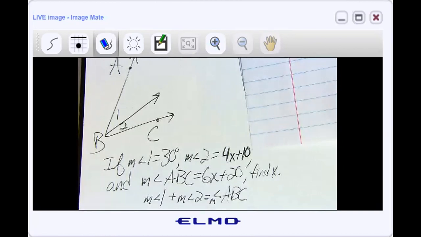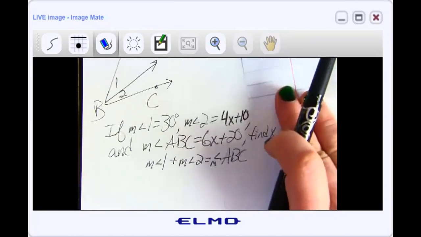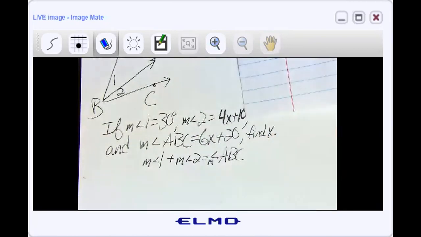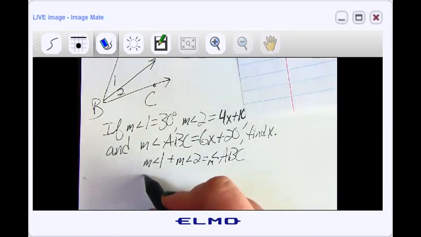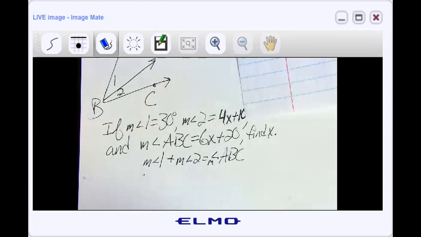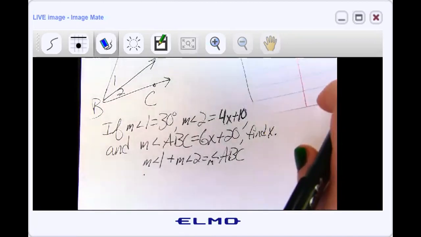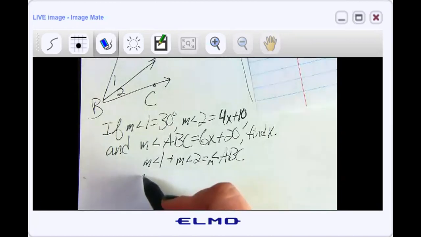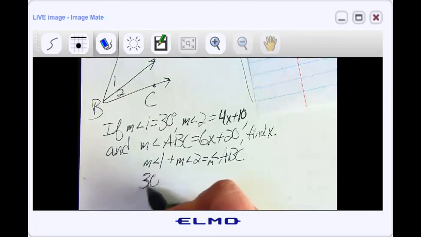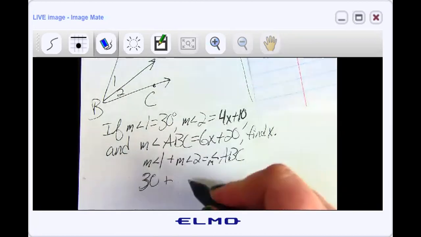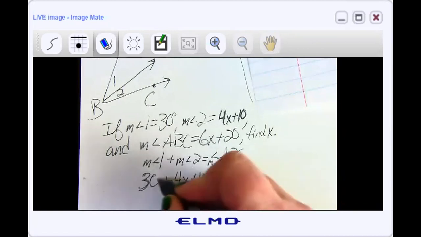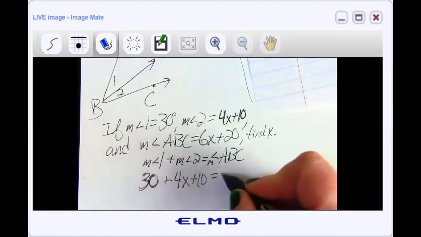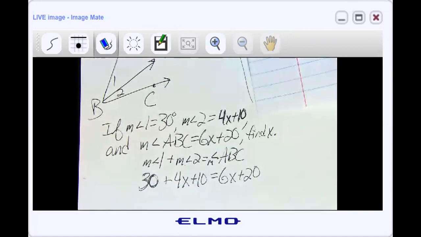Okay, so can someone please share with me what their equation is for this? Yeah. Go ahead. I have 4x plus 40 equals 6x plus 20. So you're not wrong, but you're combining these two. Do me a favor and just don't combine them yet. So I have 30 for angle 1, and then angle 2 is this 4x plus 10. He's right that when I do combine that, I'm going to get exactly what he said there. So there's me literally just popping in each of the three values.